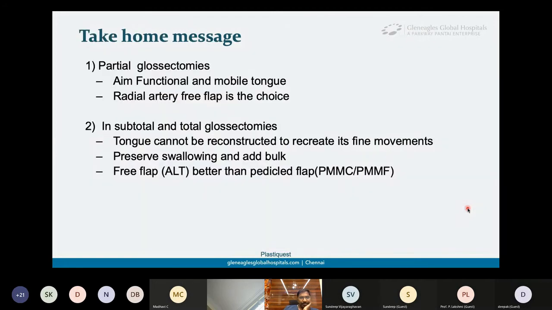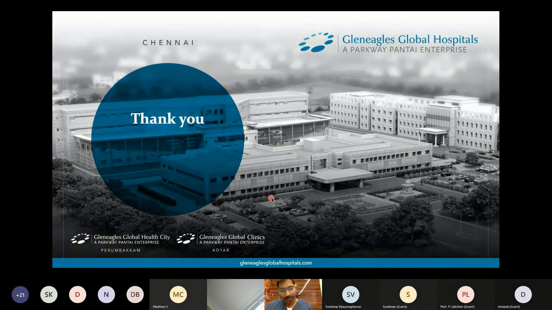And finally, the take-home message: in a partial glossectomy, our aim is to have a functional and mobile tongue, and radial artery is the choice. In a subtotal or total glossectomy, the tongue cannot be reconstructed to recreate fine movements, but the aim is to preserve swallowing and add bulk, and free ALT is better than a pedicle flap. Thank you.